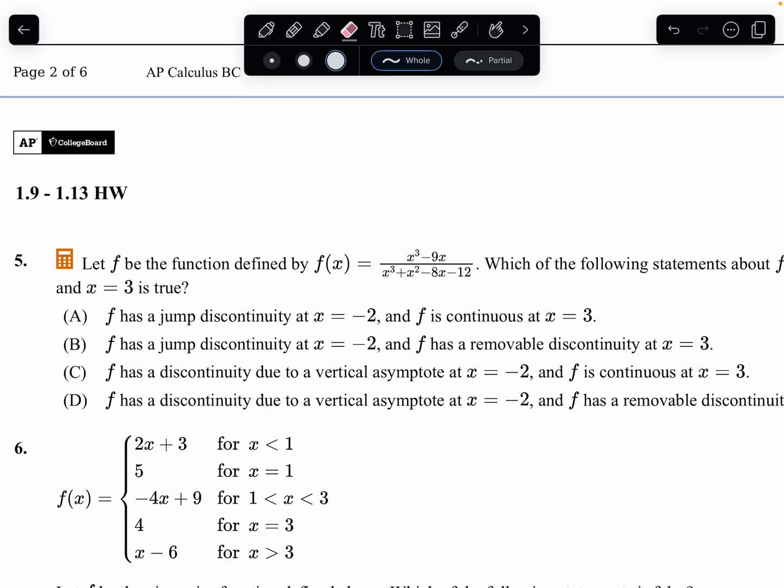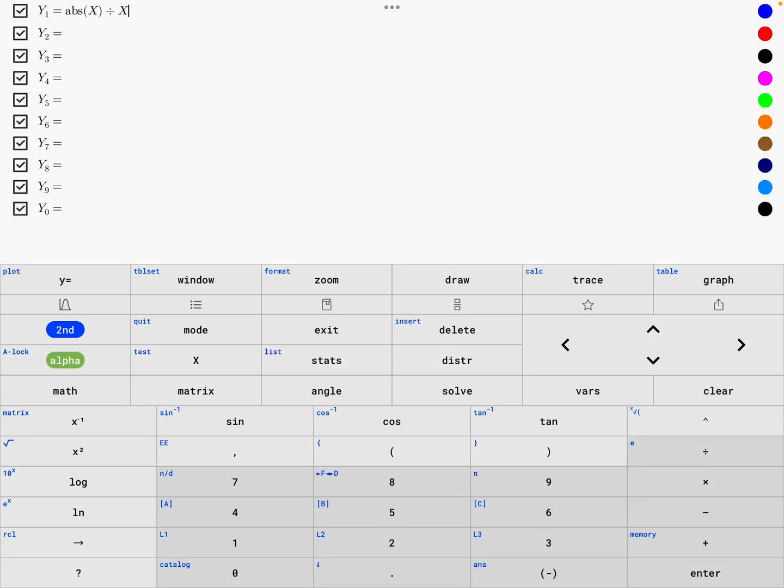All right, so let me jump to my calculator. Let's graph this right here. So we have x raised to the third. I'm going to put this in parentheses because this is a quotient. So x raised to the third minus 9x, close parenthesis, divided by, and then we're going to have x raised to the third plus x squared, and then minus 8x minus 12, close parenthesis.